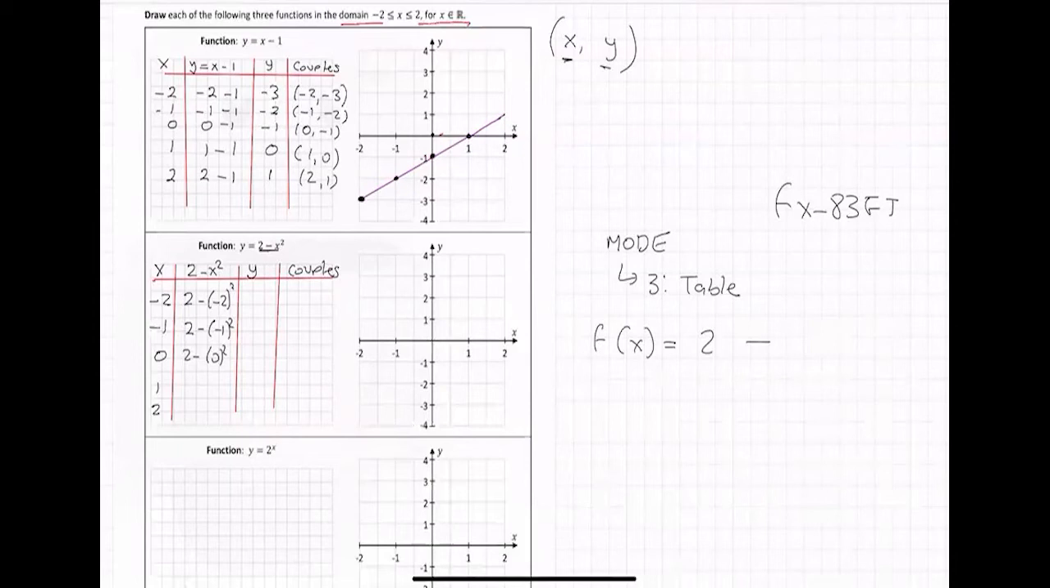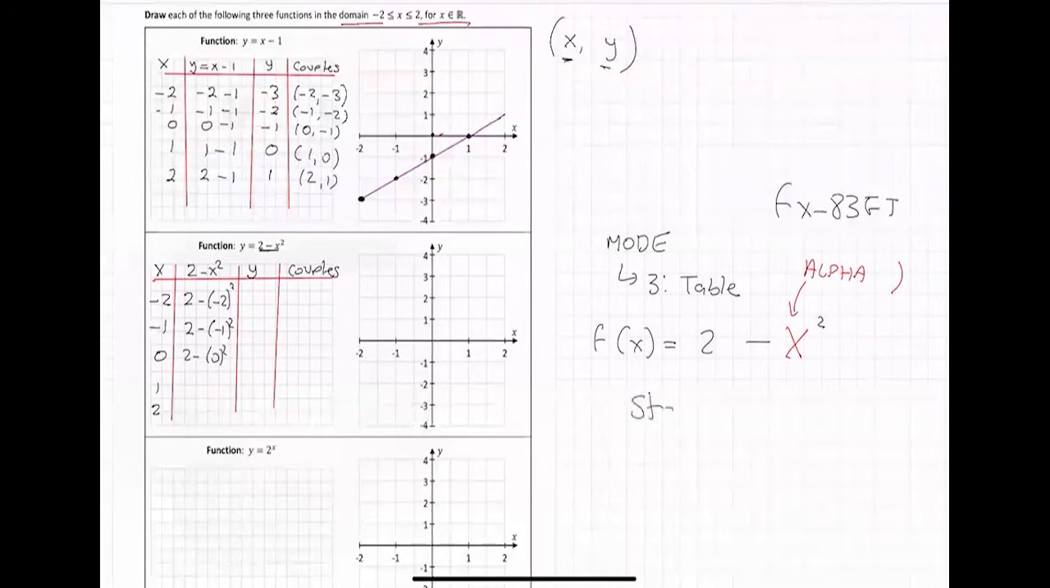So you need that big red X squared. To get that red X, you go alpha, that's to the left of the round button, so alpha, bracket. So 2 minus x squared, and you hit equals.